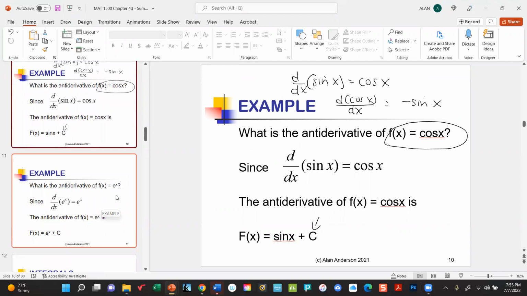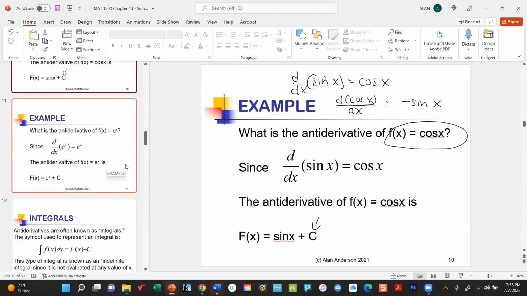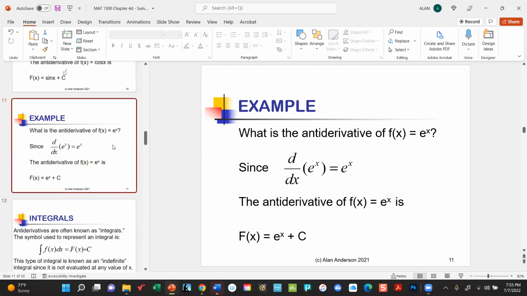Now here's another interesting one. e to the x. That's one of our favorite functions to deal with because the derivative is crazy easy. You might recall that the derivative of e to the x is just e to the x. So what is the antiderivative of e to the x? Well, it's just e to the x plus the constant.